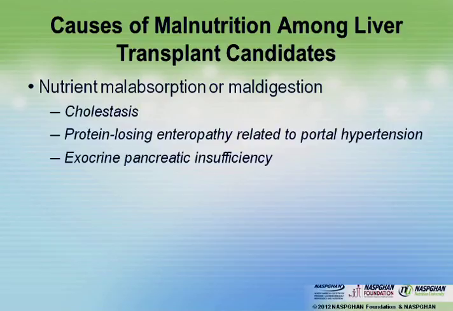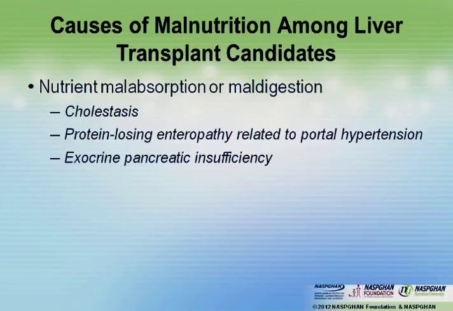Beyond inadequate intake, you have malabsorption and maldigestion. Cholestasis in and of itself can produce malabsorption. A protein-losing enteropathy can be associated with portal hypertension. And then in some liver diseases, some of our cholestatic liver diseases, we have associated pancreatic insufficiency.